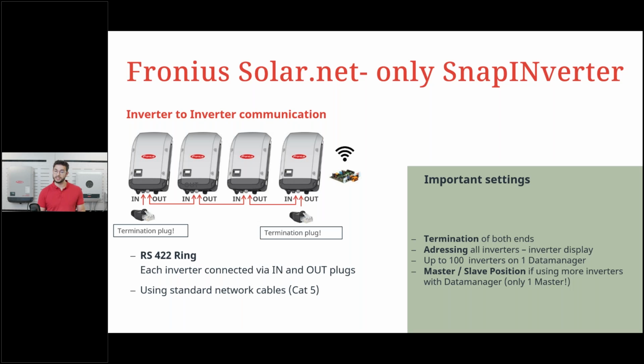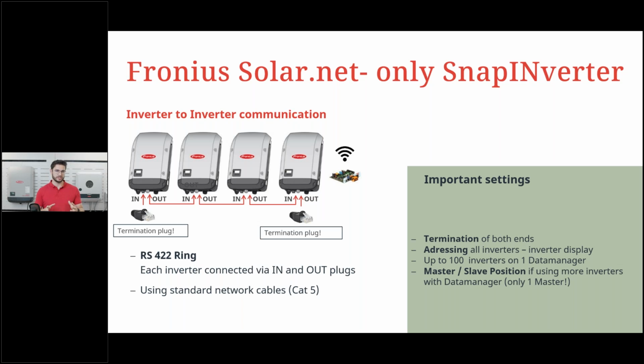Now, some important settings on the right-hand side here. We've heard termination plugs need to be set on both ends. We need to address all inverters with an inverter number on its display. So we start with number 1, where we have the data manager installed. So this one would be number 1, set it on the display, and then ascending, we go to inverter number 2, 3, and upwards. And in theory, we could do 100 inverters for one data manager. So 99 light versions can be connected to one with a data manager.